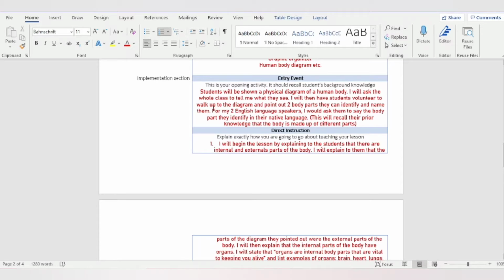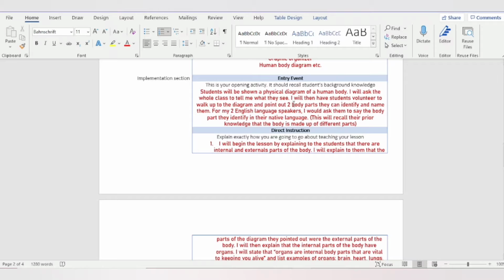So remember, the entry event is basically the foundation. So you're basically having the students recall their prior knowledge. You want to see what the students know. So you're not going to teach a lesson here. You're just coming up with an opening activity, a fun opening activity to really prepare them for the lesson. That's what you're doing. You're basically preparing them for what they're about to learn. But you want to find out what they already know.